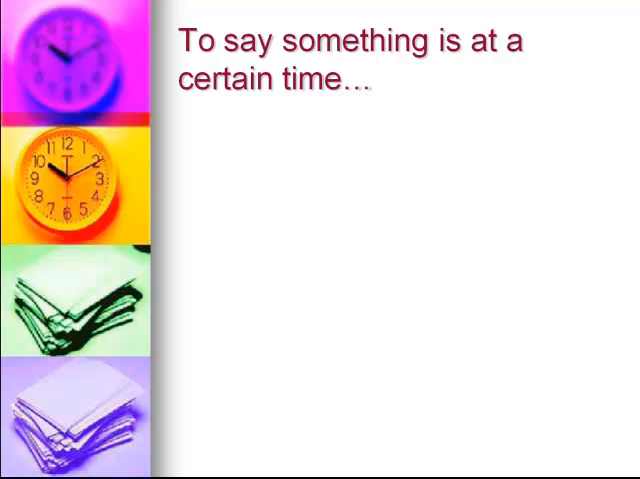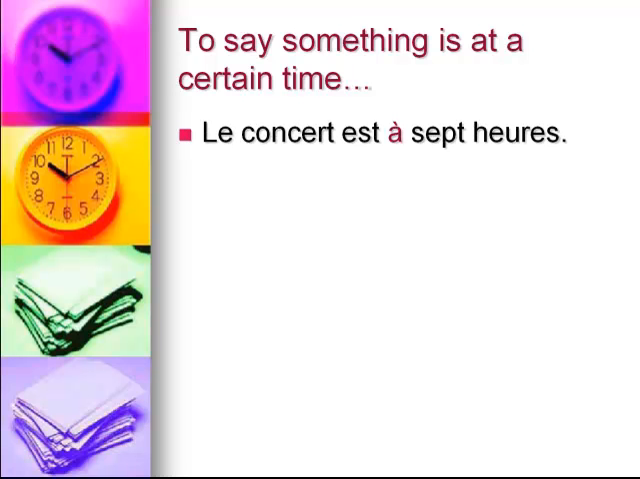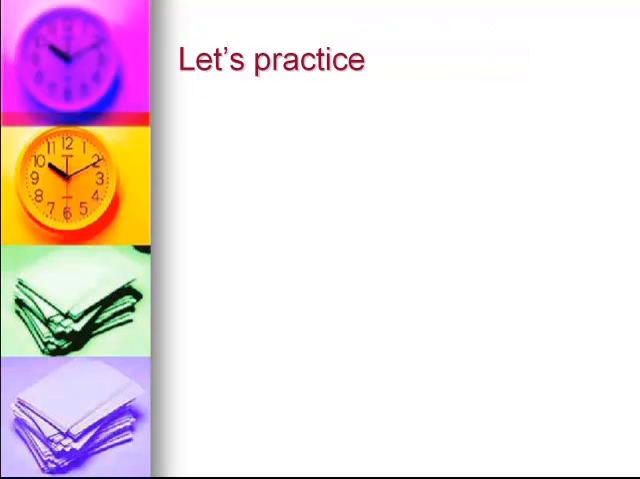And just to add to this, if you want to say something is at a certain time, you're going to use that little word à there to say, for example, the concert is at 7 o'clock, le concert est à 7h. So use à if you want to say something happens at a specific time. Remember, à just by itself means at.